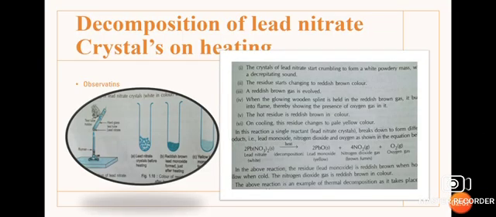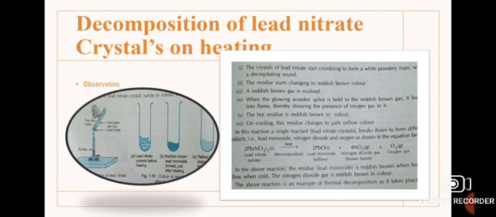Okay, another example, decomposition of lead nitrate crystals on heating. Here also we can see lead nitrate will decompose, and three compounds are formed. You have to see the equation, then you can understand. 2Pb(NO3)2, twice means lead nitrate, that is white in color. It is a solid substance.